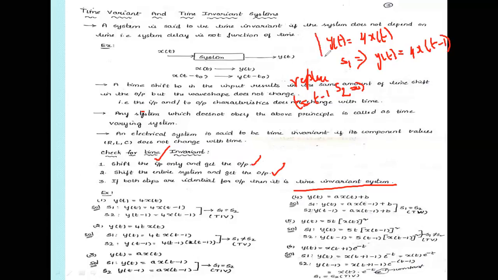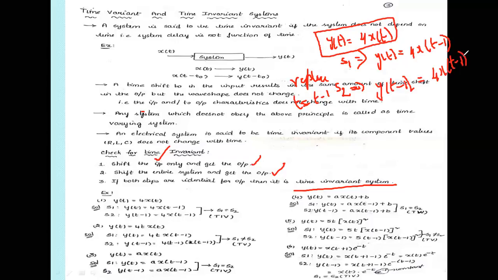Wherever the t is there in the given function or the entire system, shift the entire system. So y of t minus 1 is equal to 4 into x of t minus 1. So wherever the t is there, you can replace it with t minus 1.